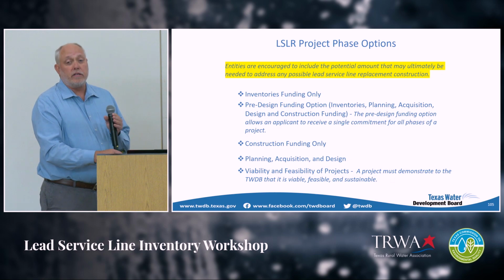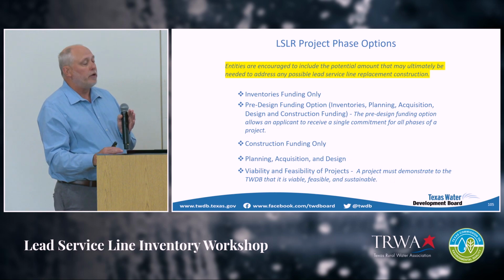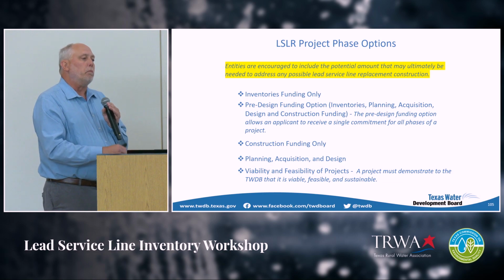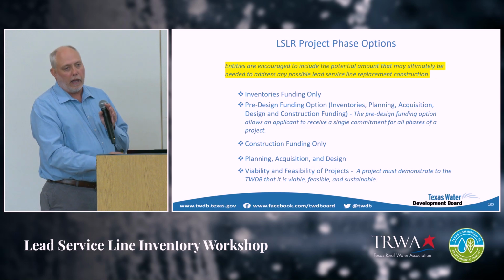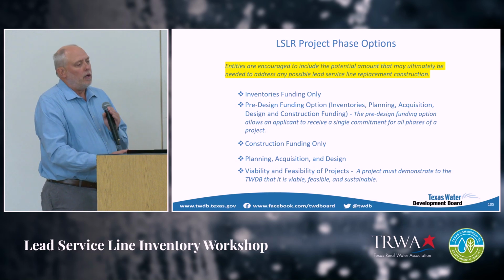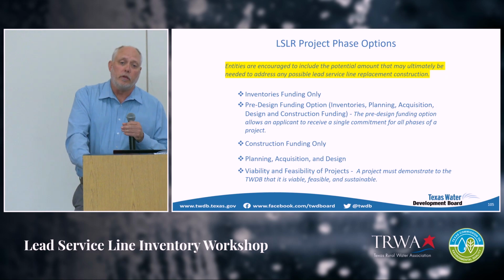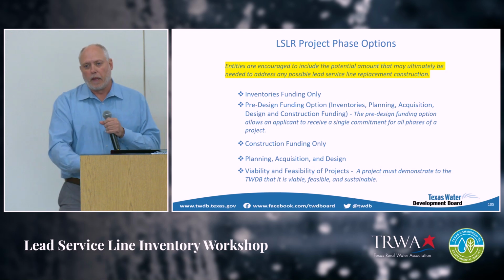So what phases are available or eligible for funding? It's pretty much, you can do inventory work only, you can do inventory plus line replacement work, or you can do line replacement work only, the construction for the line replacement only. What this yellow highlight is describing, though, is we're encouraging communities and utilities to apply for both the inventory activities and the line replacement work.